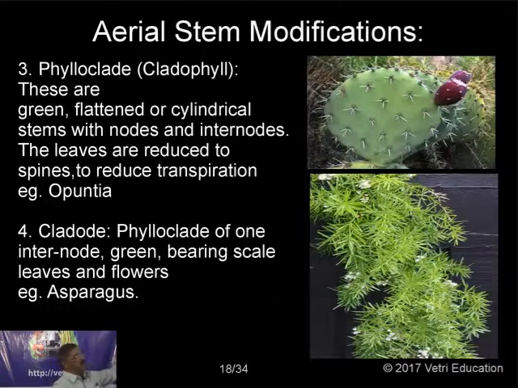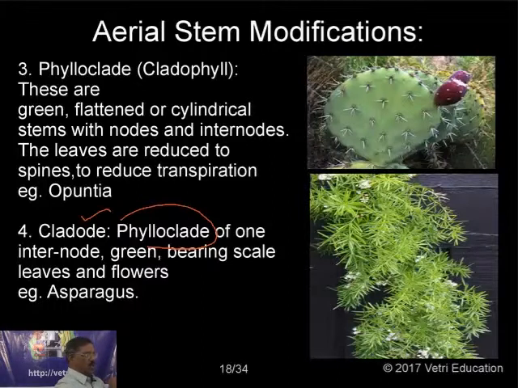So here cladophyll, both are the same, where the stem is modified into a leaf-like structure and leaves are modified into spines, as in Opuntia. And the second one is the phylloclade, that is called cladode, both are the same. Here cladode is the correct term, but people use this word also. Cladode means it is restricted to only one internode. Here the total stem is modified, whereas here the modification is to one internode only.